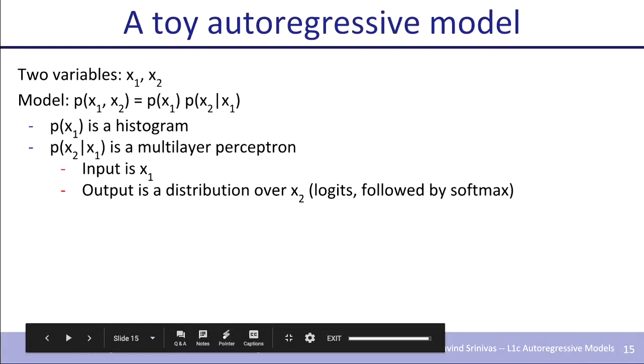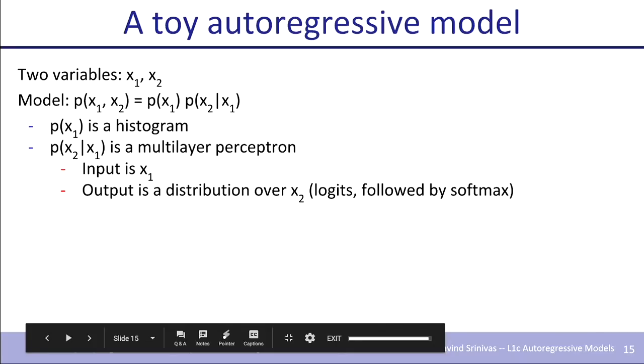Cool. Okay. So maybe autoregressive models seem intimidating, but we can make them very concrete. We can design and run autoregressive models over two variables. You would never want to do this in practice, but you can do it anyway. And in fact, you'll do it on the homework. And here's how it works.